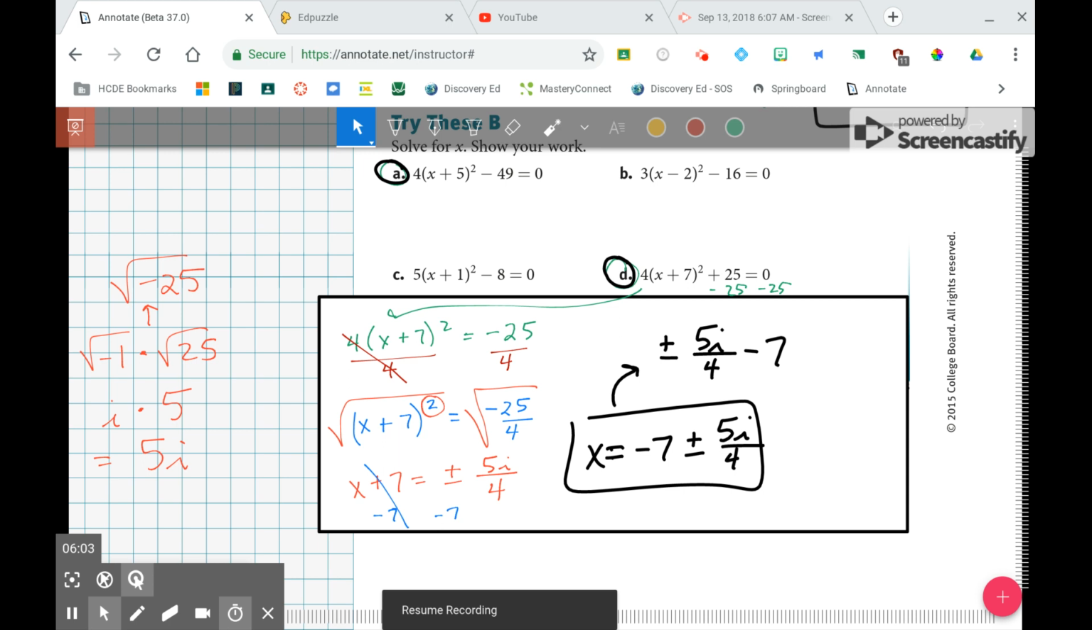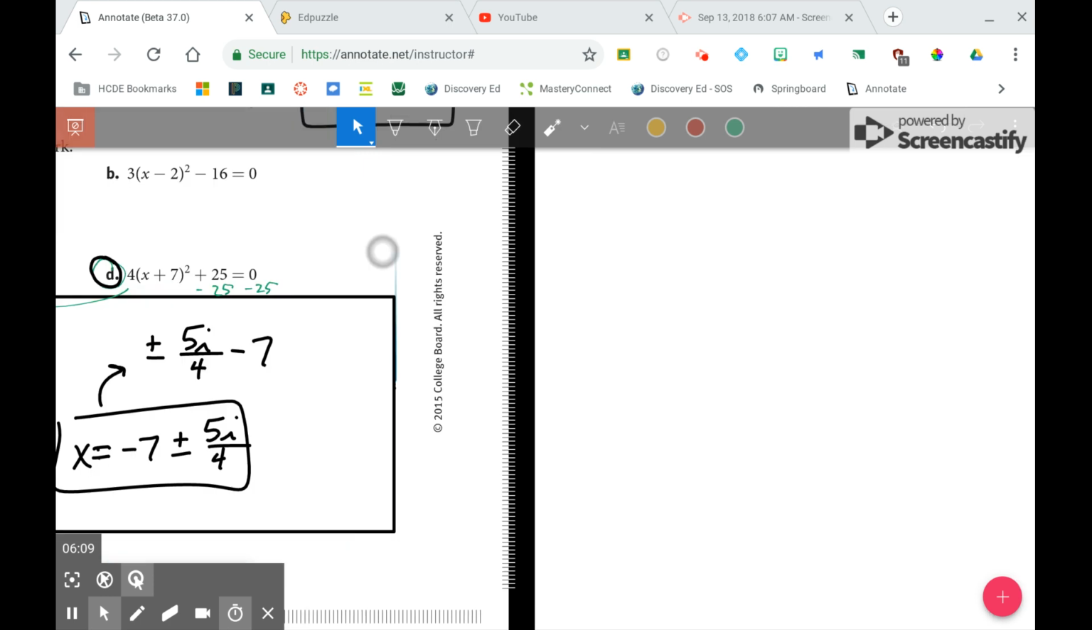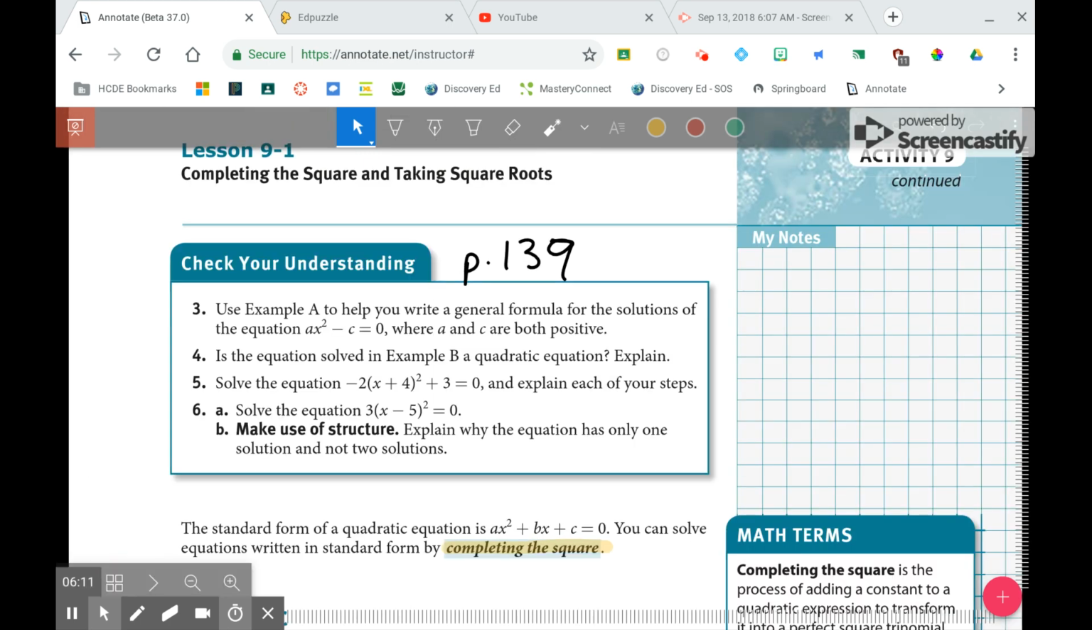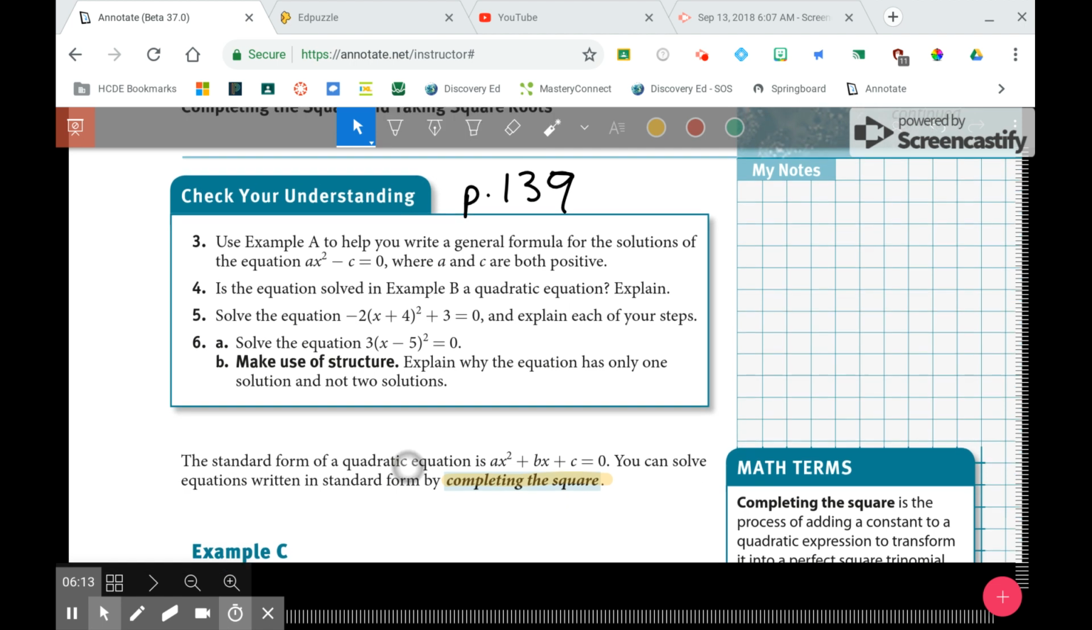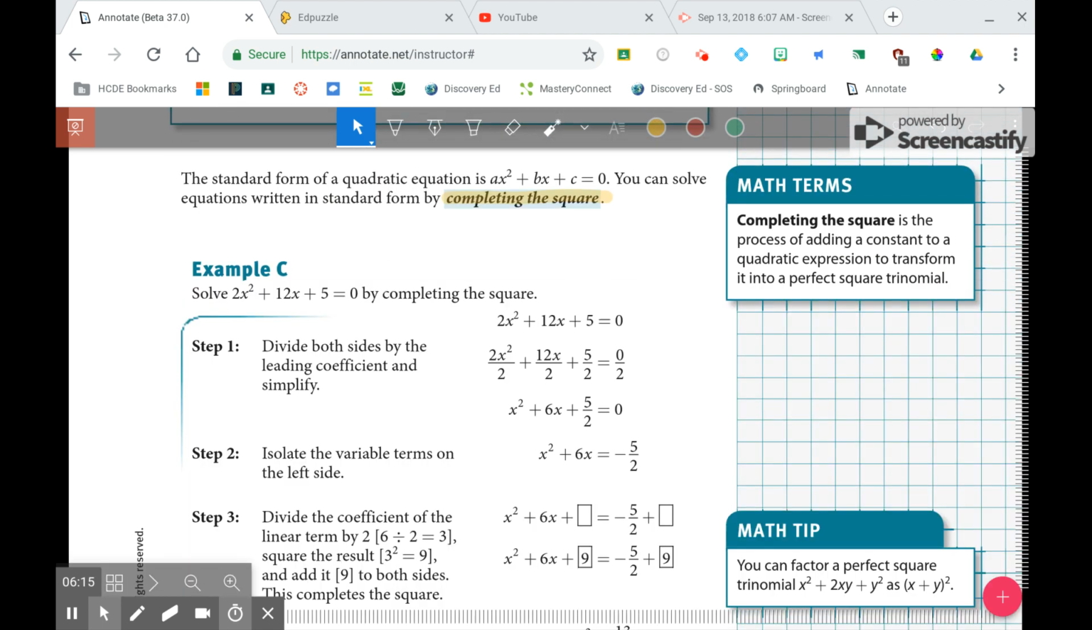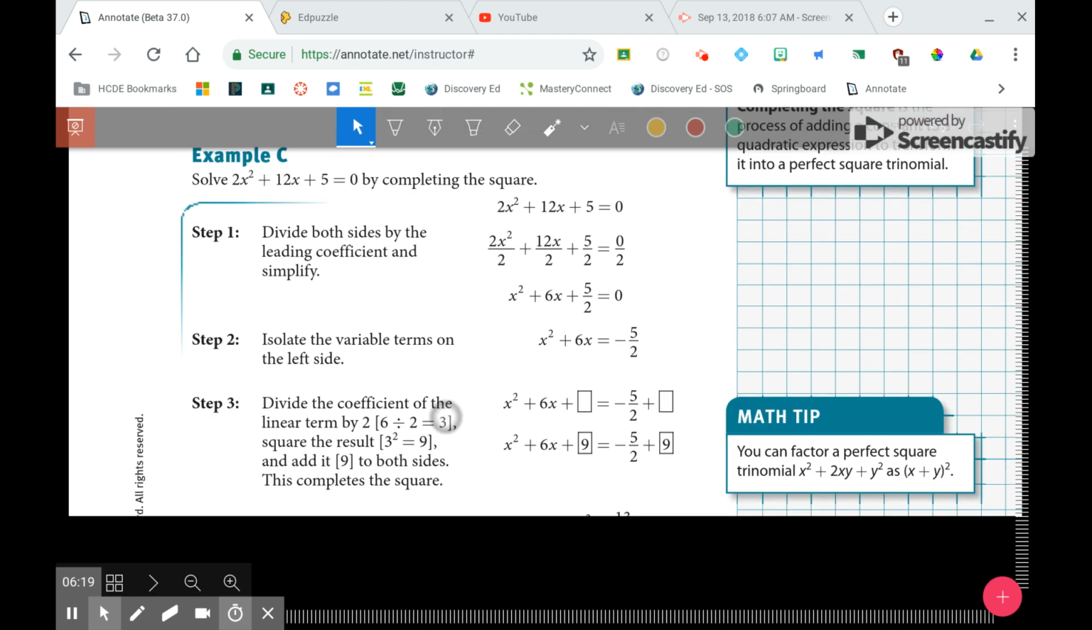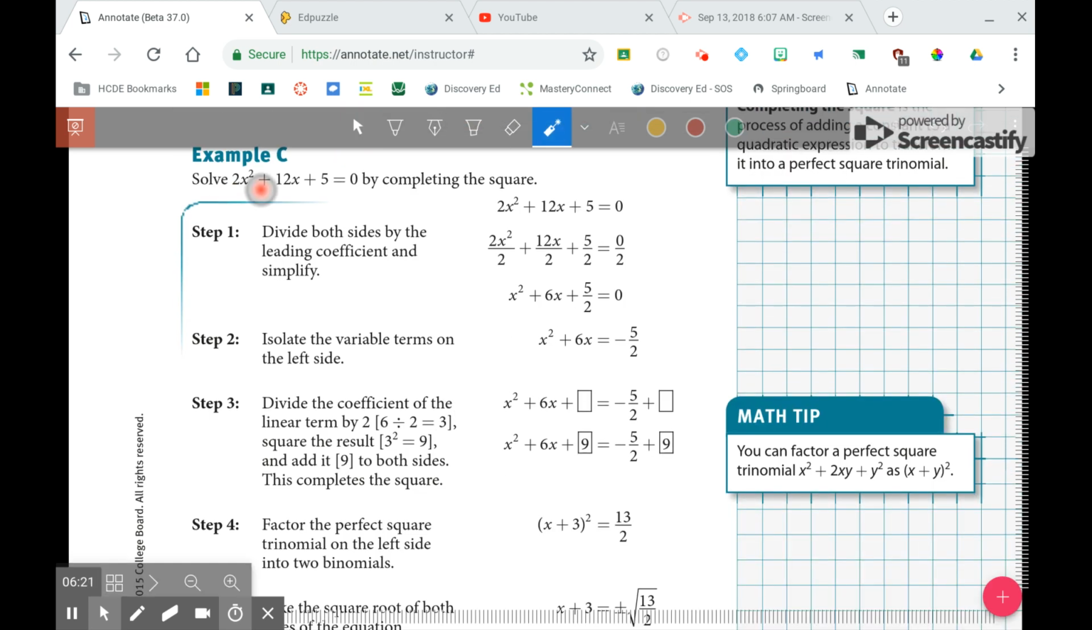Okay, so the next thing we're going to quickly look at is completing the square. You've already watched a review video of this, but let's just do one quick example, maybe two, and then you'll just practice. So it's on page 139. Completing the square is another method for solving these quadratics. So let's just talk through this first example. Let's say you have 2x squared plus 12x plus 5. Now, if you remember that bottoms-up method, you could use it here. So this is just another strategy to have in your math tool belt.